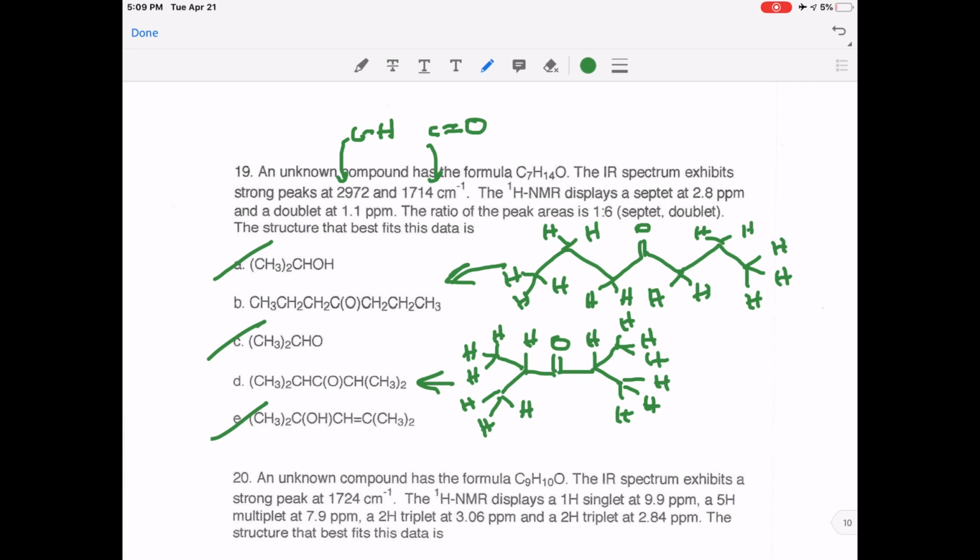So the proton NMR tells us that there is a septet at 2.8 ppm and a doublet at 1.1 ppm. So right off the bat, we can see that, if we look at, for example, answer choice B, in order to have a septet, we need to have 6 chemically equivalent protons on an adjacent carbon atom.